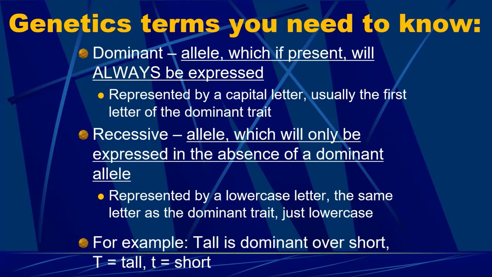And then here is the recessive allele. This is the one that is expressed in the absence of a dominant allele. Remember that it can only be expressed when it is purely recessive without the presence of the dominant allele. And this is represented by a lowercase letter. The same letter as the dominant trait, just lowercase. So for example, if you use T for tall, you have to use a lowercase t for short. You shouldn't use like T for tall and S for short. No, we don't do that, but we use the same letter, only the uppercase for the dominant and the lowercase for the recessive.